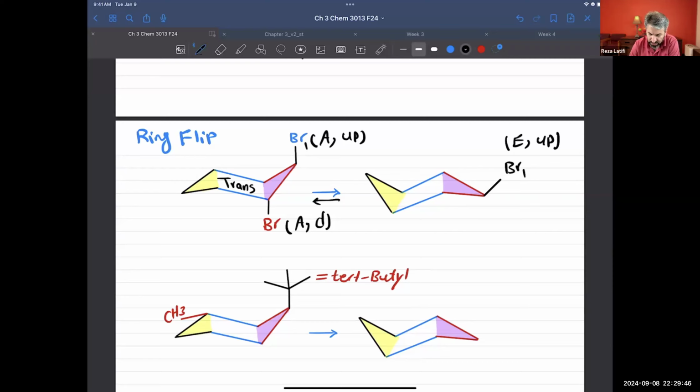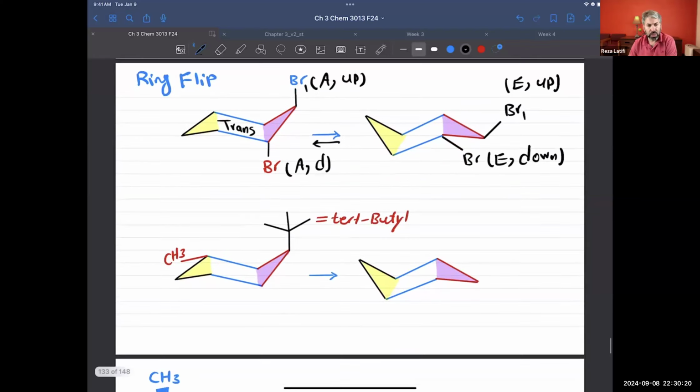On the second carbon, I'm going to have another bromine. Bromine used to be axial, now I need it to be in equatorial position, and the equatorial position will be pointing down, and I'm going to draw it in this direction. So this is going to be another bromine, and bromine in this position is in equatorial, but it's pointing down.